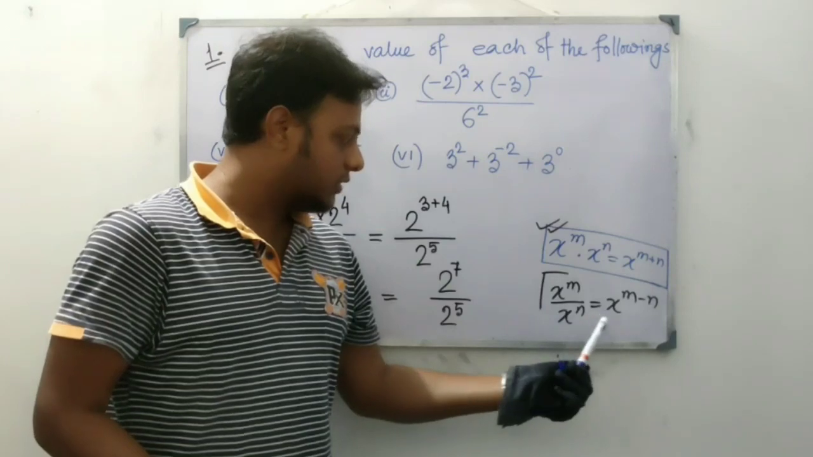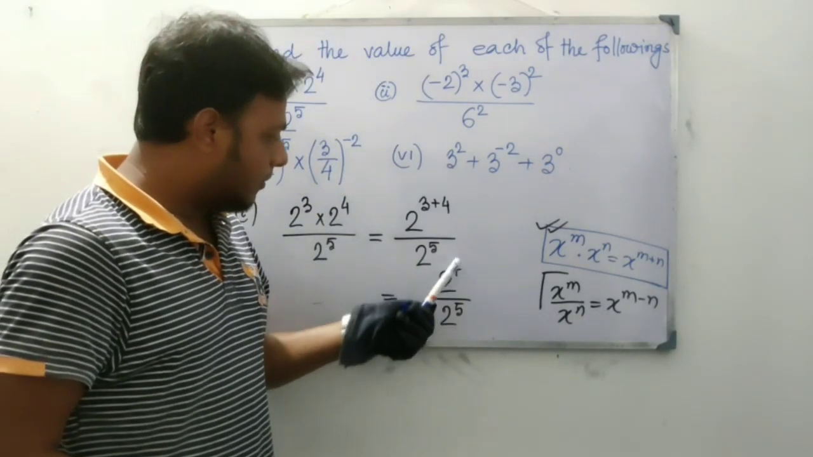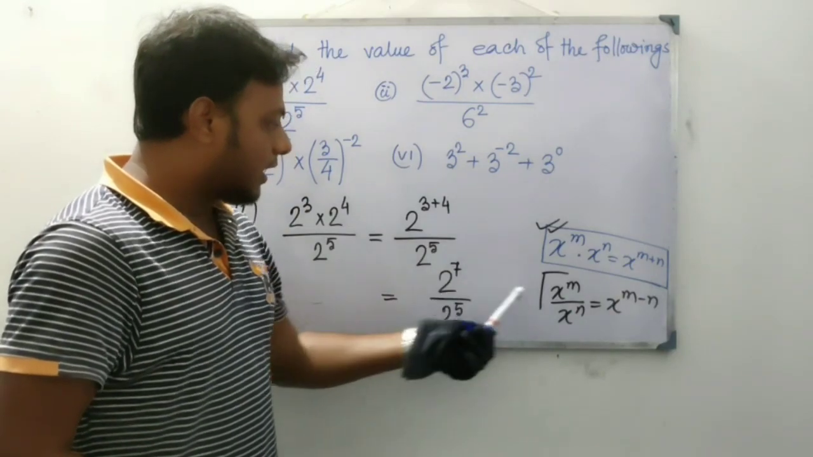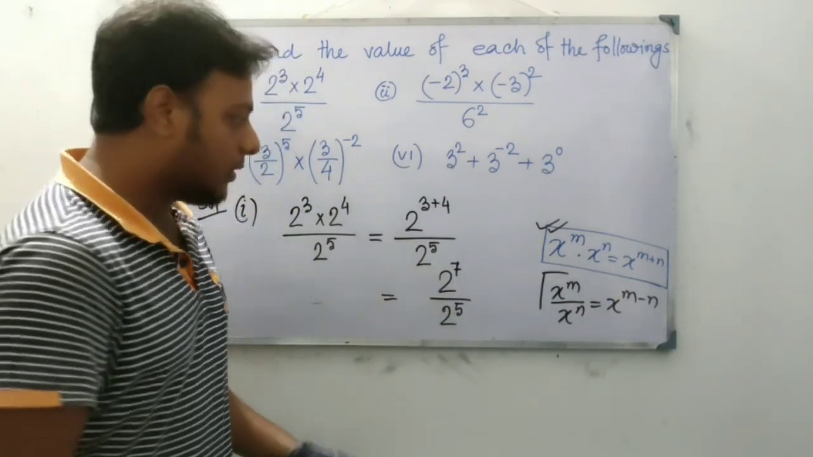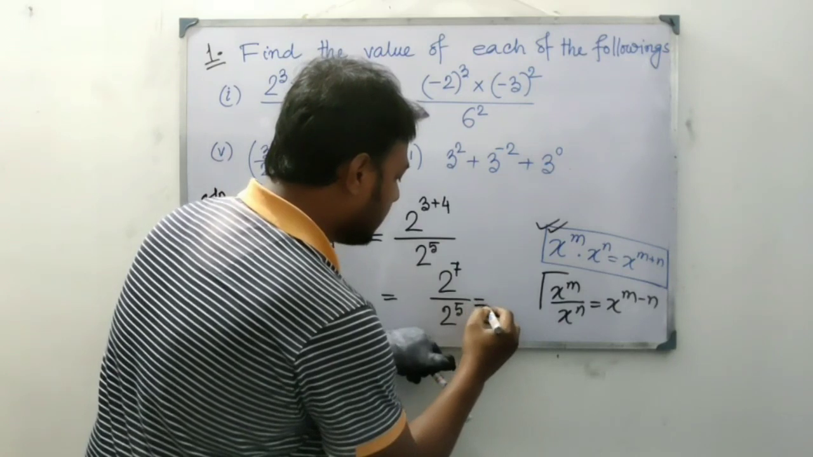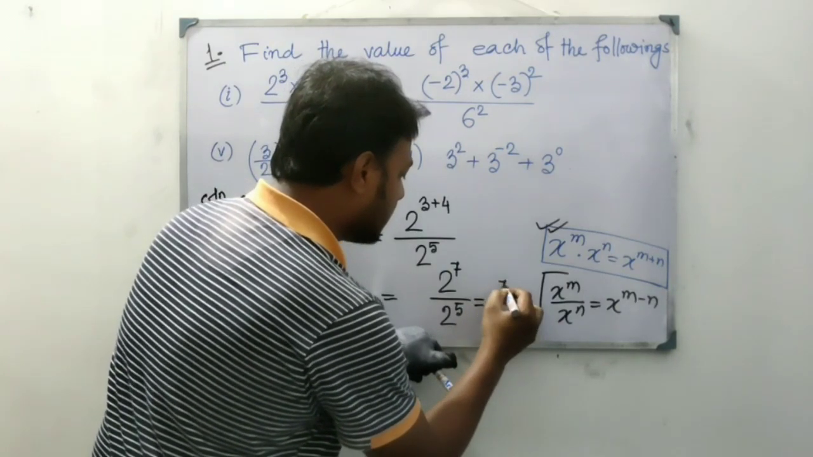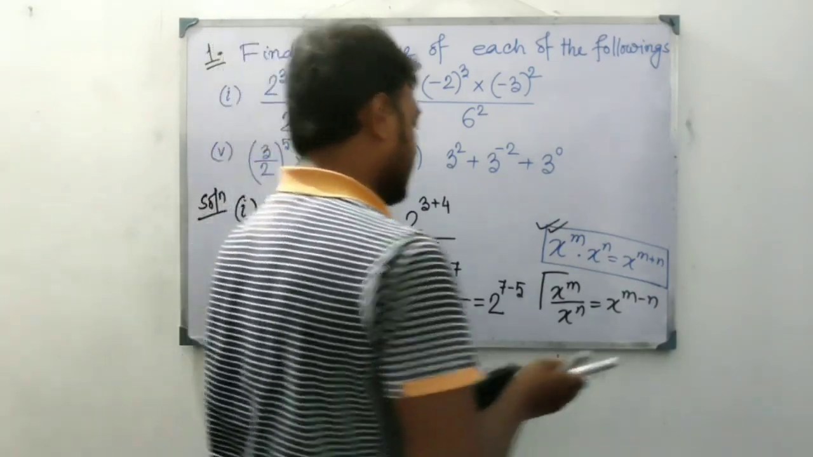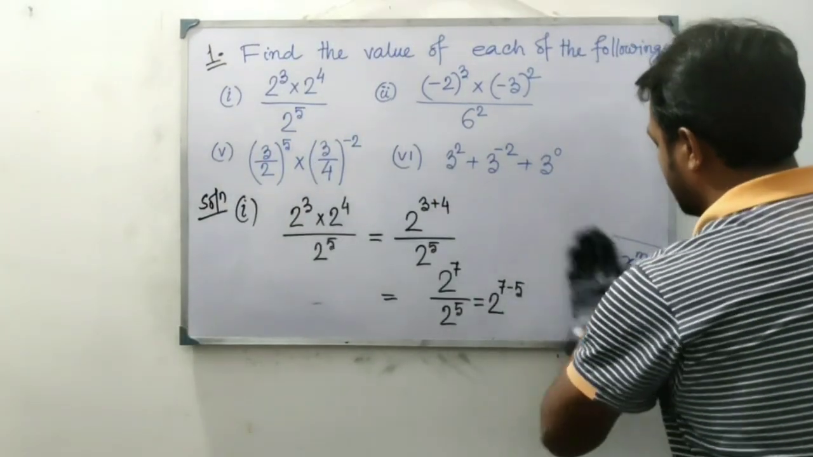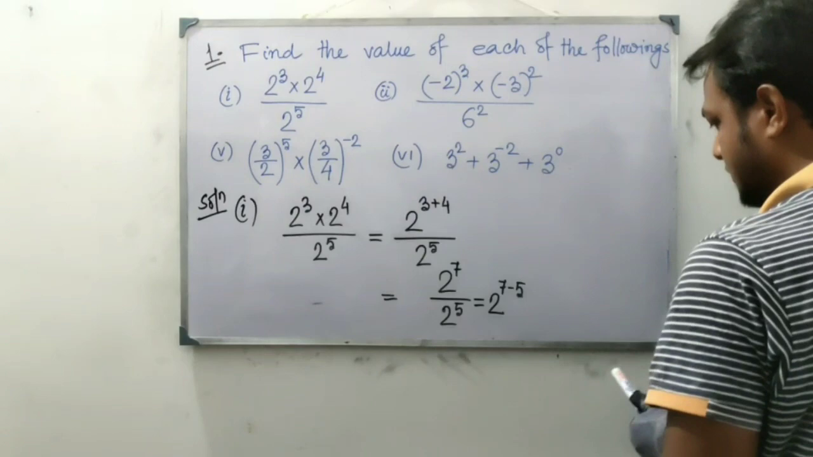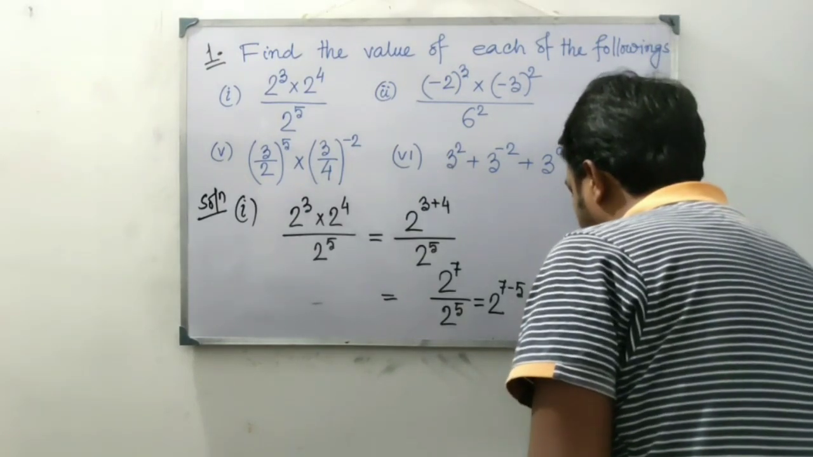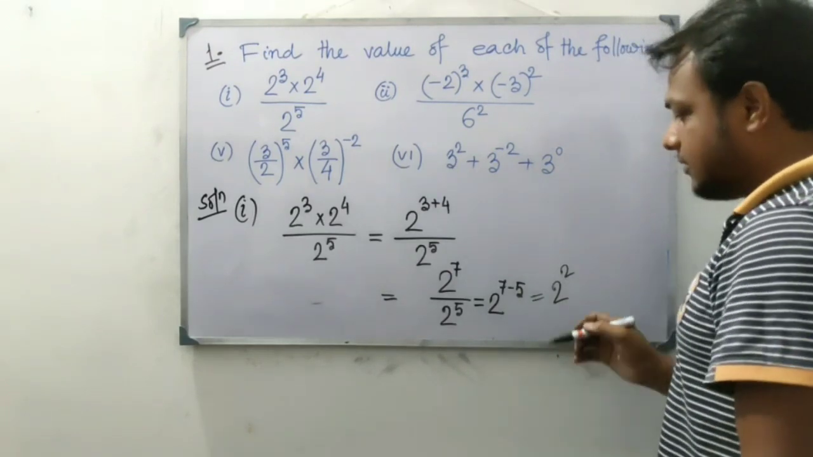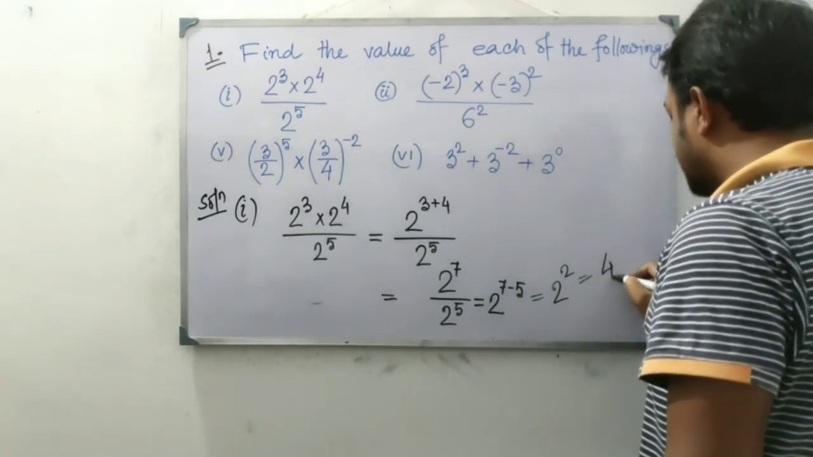Okay, so you have to use this one. This is x to the power m by x to the power n. In the case of division we have to subtract the powers. So I am subtracting the powers, so it will become 2 to the power 7 minus 5. 2 to the power 7 minus 5 means 2 squared. Now put the value: 2 squared means 4. So this is the answer.